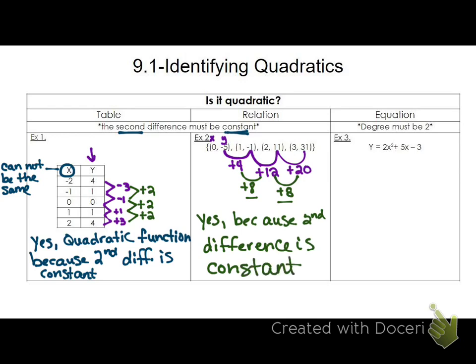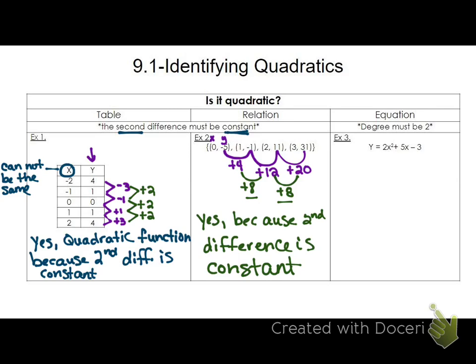So far, this we've seen before, the table. We've seen ordered pairs before. Have you guys seen an equation that looks like this before? 2x squared plus 5x minus 3. Have you seen an equation like that before? Y'all better say yes, because y'all just learned to factor them last unit, okay? So, what we're going to look at now is the equation.